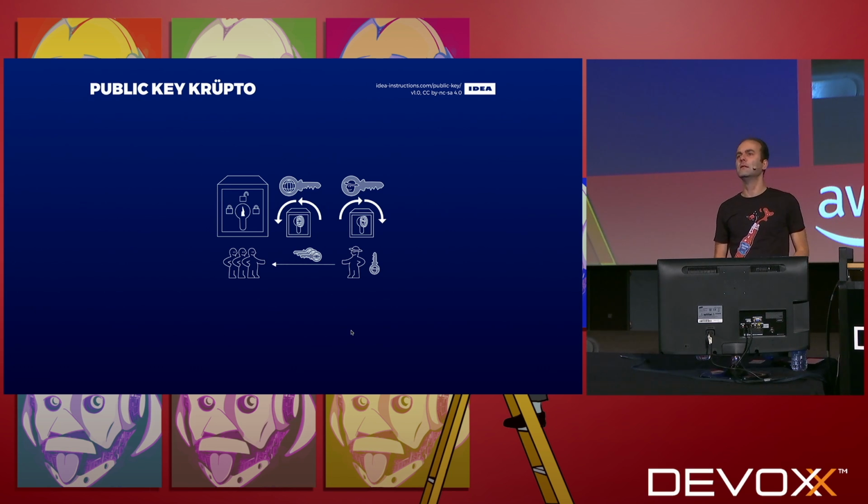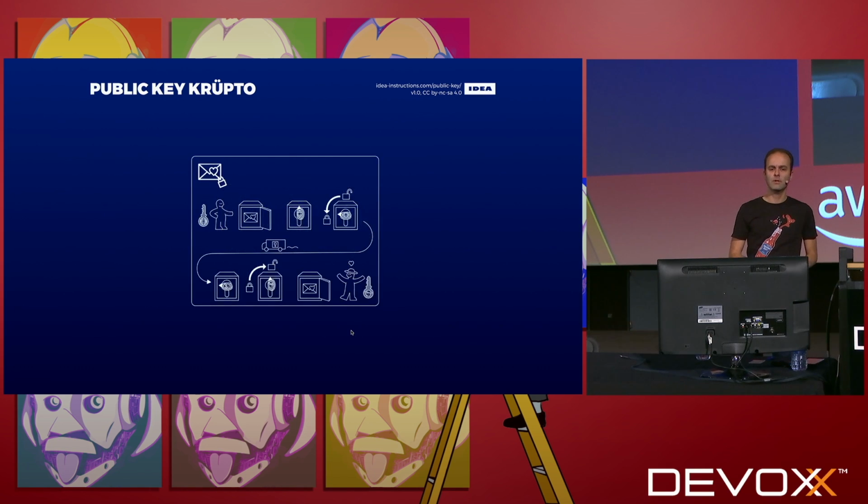There's one key that's not public. That remains with me. It's the private key, and that's why my face, including a hat, is depicted on it. Now, what can we do?